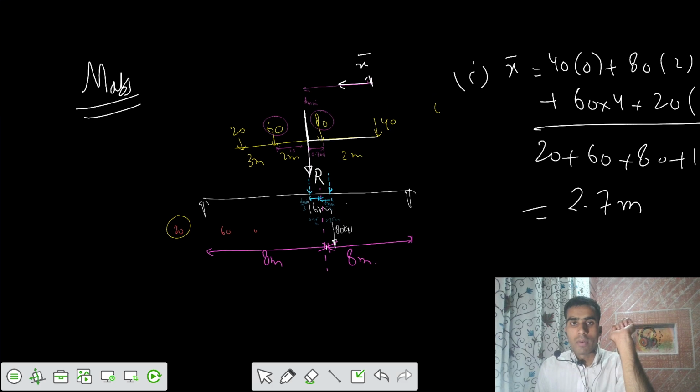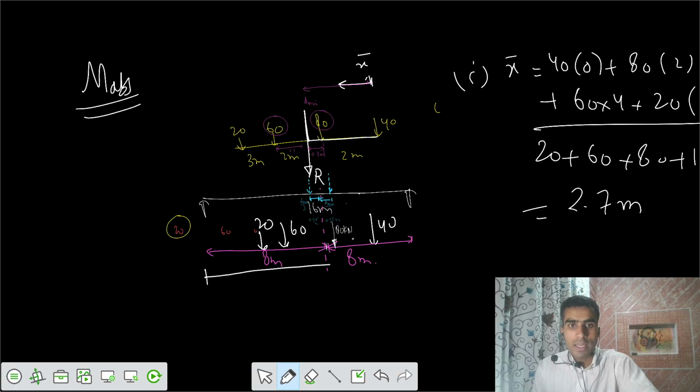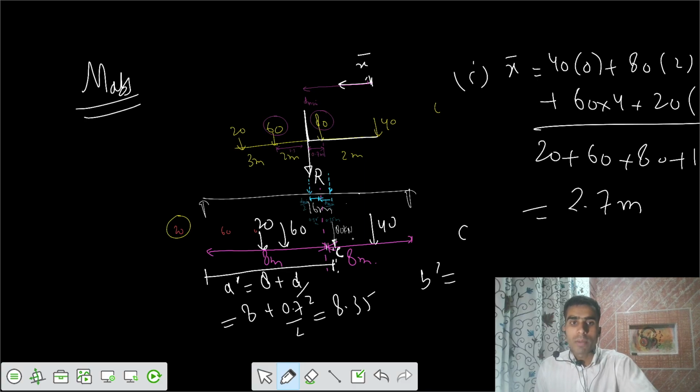We can have 80 kilonewton acting here, 40 kilonewton somewhere here, 60 somewhere here, and 20 somewhere here. Then finally, what is the critical section? That C is your critical section, and what is the value of A dash? That is equal to 8 plus D by 2, that means 8 plus 0.7 by 2, that's 8.35. And what's the value of B dash? B dash would be equal to 8 minus 0.35, that is 7.65.